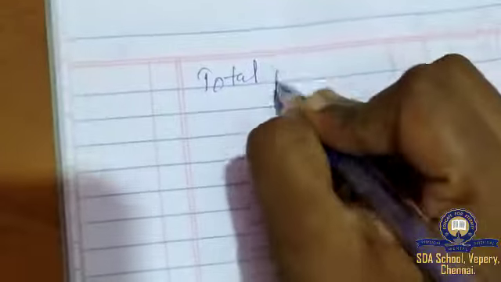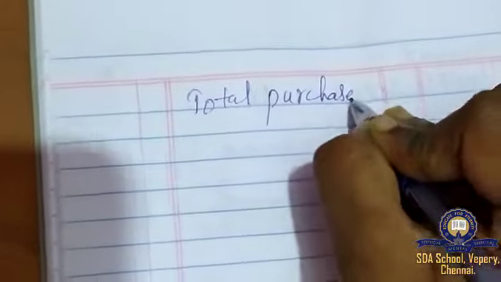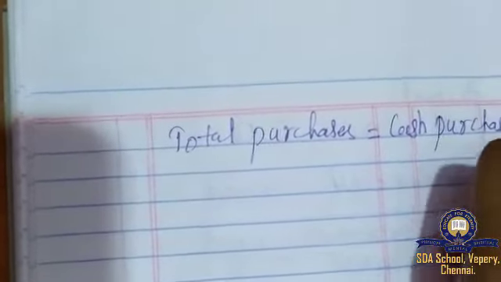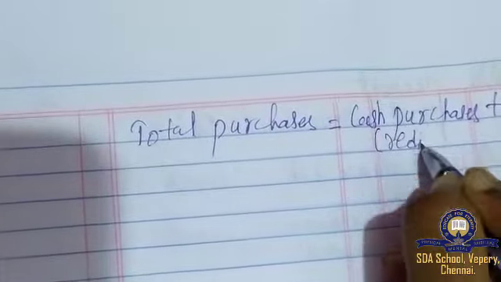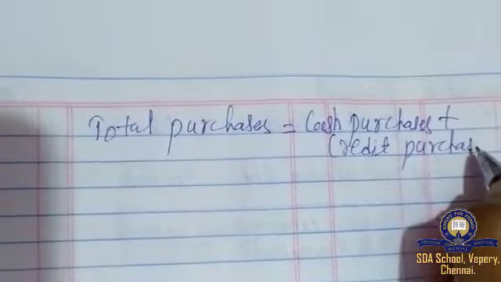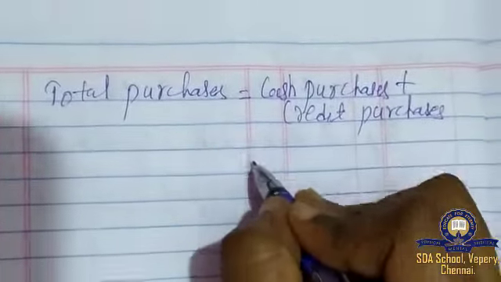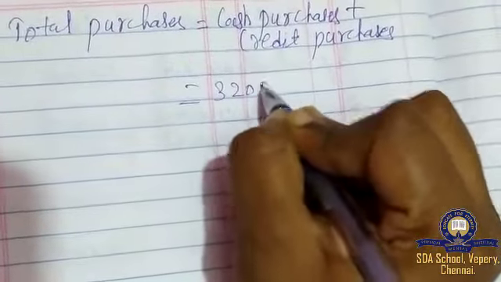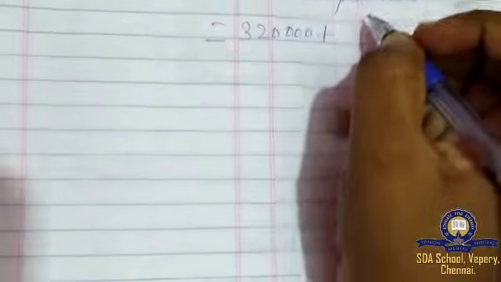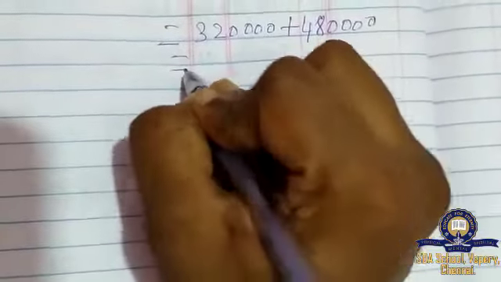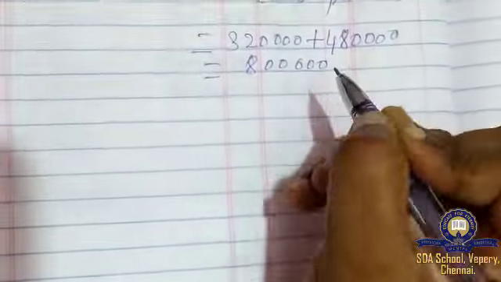So and finally we are going to create the total purchase. So total purchase is equal to cash purchase plus credit purchase. So what is the cash purchase? It's given in the question: 3,20,000. In the total creditors account, we have found out the credit purchase. That amount is 4,80,000. So totally 8 lakh rupees.